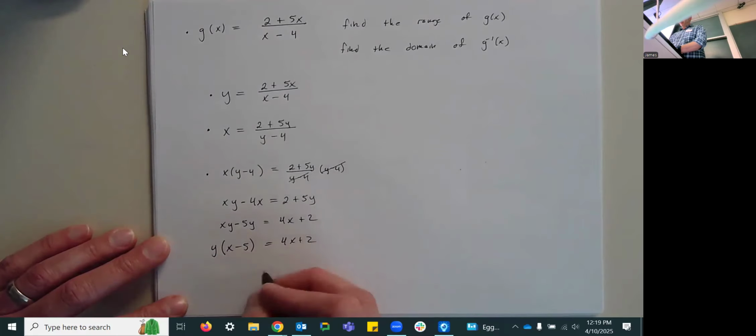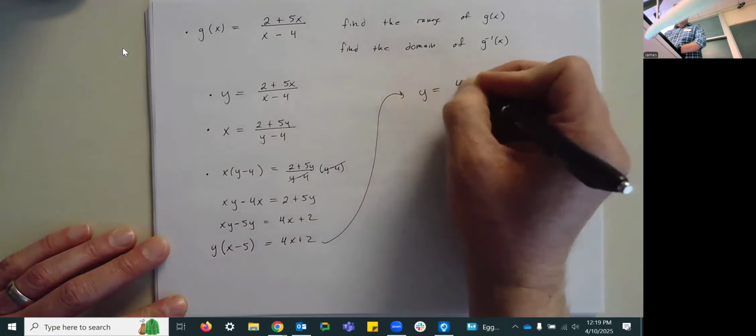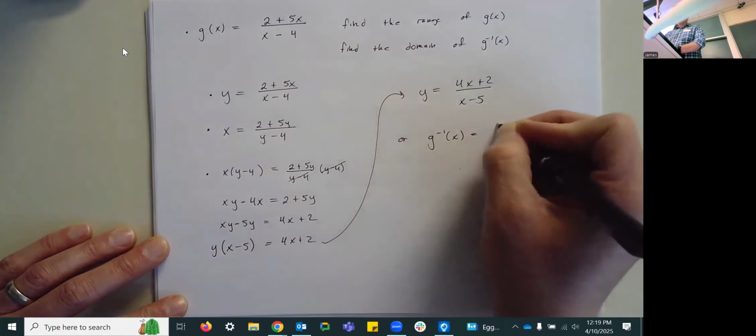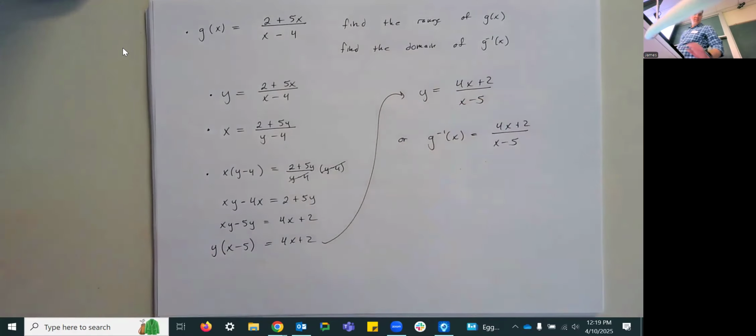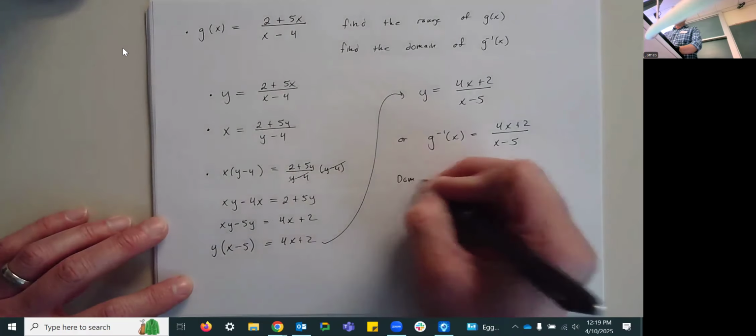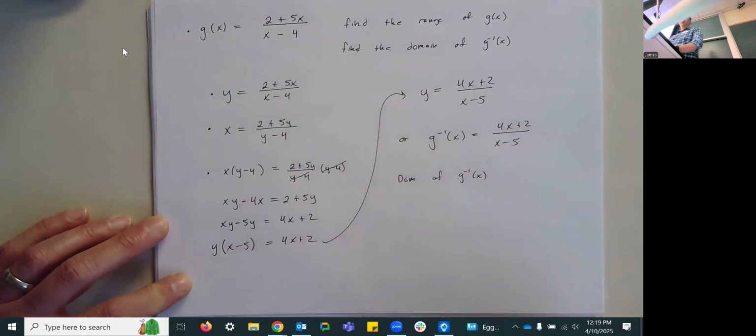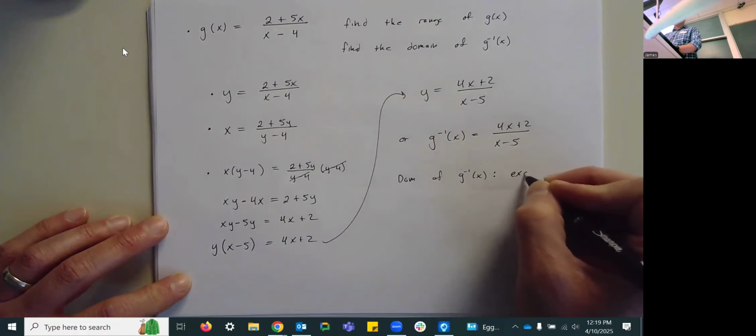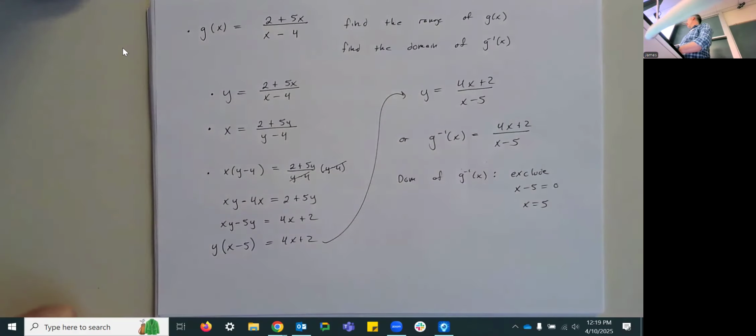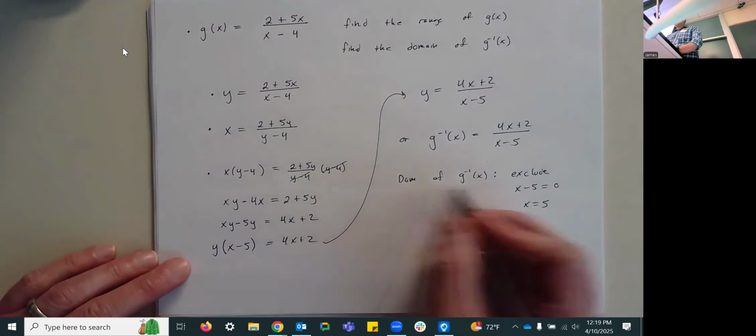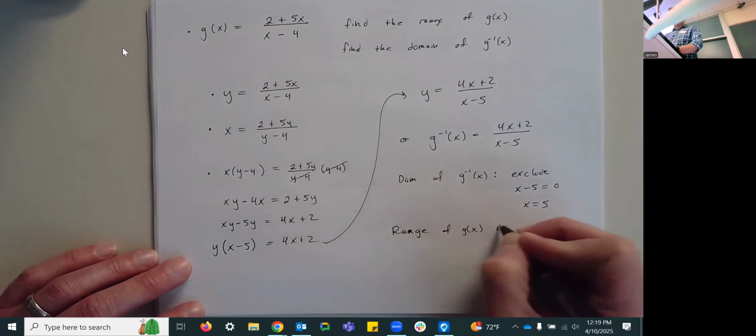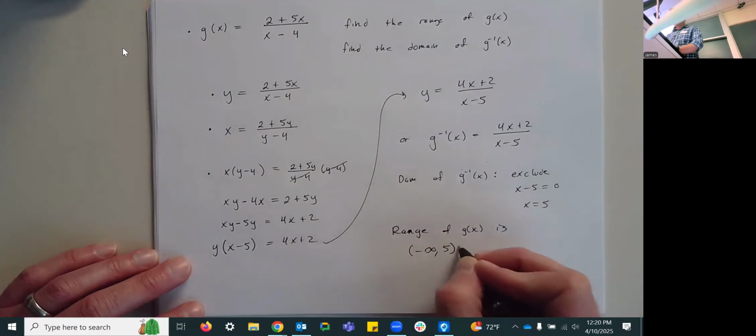And then dividing both sides by x minus 5, we're going to get y equal to 4x plus 2 over x minus 5. Or if you prefer, you could write it as g inverse of x equal to 4x plus 2 over x minus 5. And then we can answer the question, what's the domain of g inverse? Well, we want everything except for where the denominator is equal to 0. So we want to make sure we exclude x minus 5 equal to 0, in other words, x equal to 5. So we want everything except for 5. So here, the domain of g inverse, which is the same as the range of the original function g of x, is going to be every real number exclusive of 5.